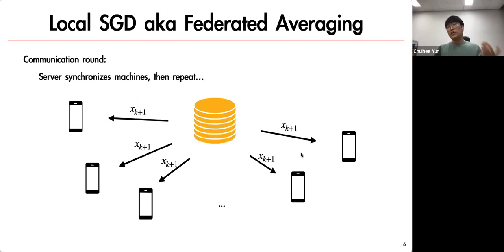So for the next communication round, the server starts by synchronizing the machines with the average, the updated global iterate x_{k+1}, and this process is repeated multiple times. So this is how local SGD works in the federated learning setup.